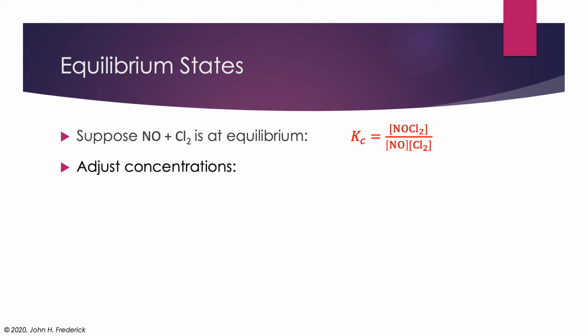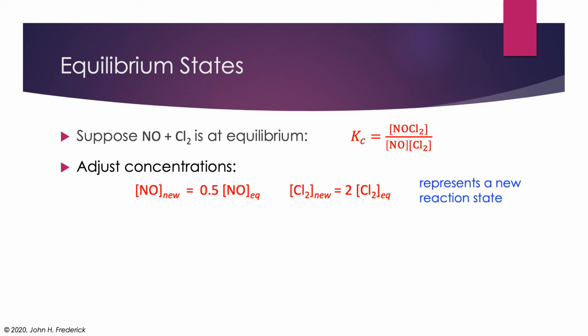And now I want to adjust the concentrations, but I'm going to do it in a particular way. And let's say I can snap my fingers and make this happen magically, so there's no difficulty in making this happen. But I'm going to take the NO that's present in there, and I'm going to cut it in half. And I'm going to take the Cl2 that's present in there, and I'm going to double it. So I'm just going to snap my fingers and make this happen. And I'm not going to change the NOCl2 concentration at all. So this is going to represent a new combination of things in the reaction state.